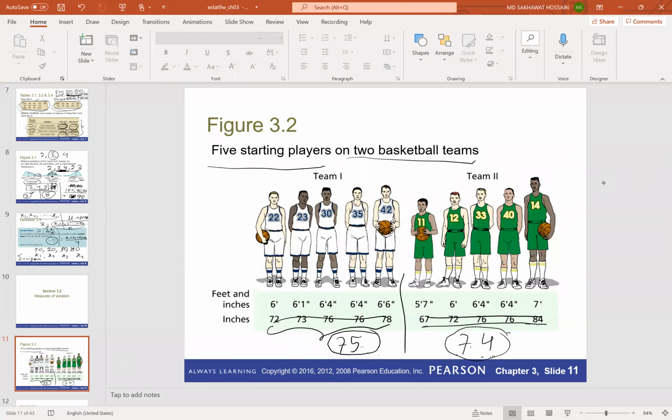And one of the measures is measures of dispersion, or measures of variation. So this is called measures of dispersion or measures of variation.